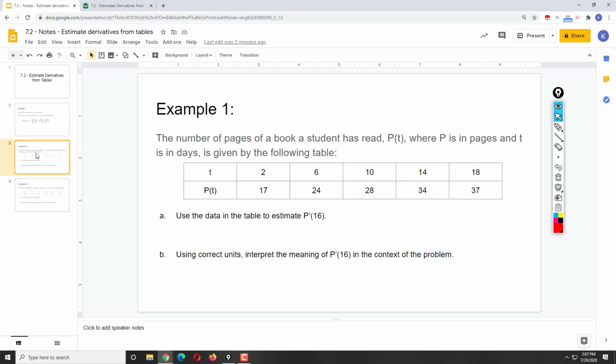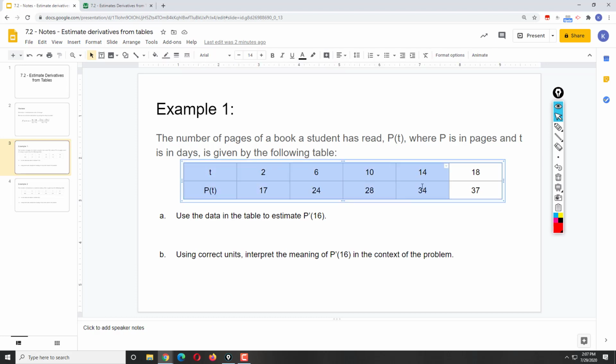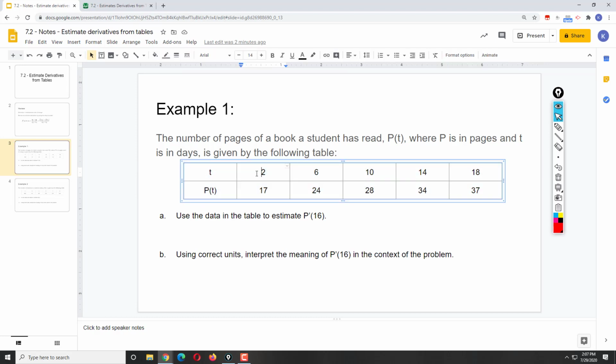Example 1. The number of pages of a book a student has read, P of t, where P is in pages and t is in days, is given by the following table. So here we have a table. The table tells us that when t is 2, P of t is 17. So after 2 days, the student has read 17 pages. When t is 6, P of t is 24. When t is 10, P of t is 28. When t is 14, P of t is 34. When t is 18, P of t is 37.